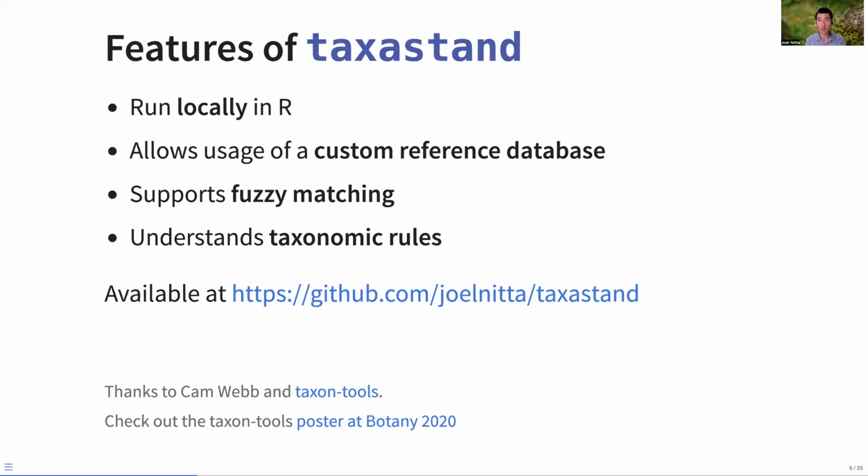So in order to overcome some of these limitations, I've developed a new R package called taxastand. The features of taxastand include that it can be run locally in R. It allows usage of a custom reference database. So we can set it up however you want for a given project. It supports fuzzy matching, and it also understands taxonomic rules. And I'll explain what that means in a little bit more detail in some later slides.